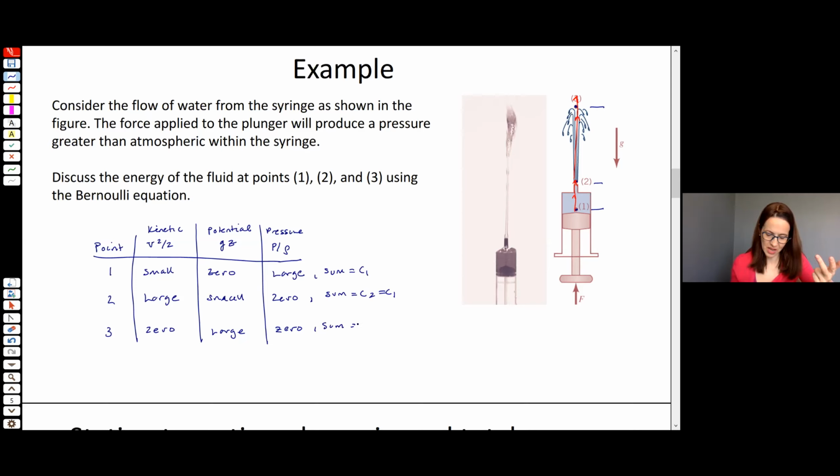And at point 3, it must be the same constant, right? So we can see how when the fluid particle goes from point 1, let's say, to point 3, there's an exchange because those three terms, the kinetic, potential, and pressure terms, have to sum up to the same constant. If it loses kinetic energy as it goes from 1 to 3, it's got to gain potential energy, right? The energy is just transferred between terms. There's no energy added or taken away. So you can see how kinetic and potential energy are related to the Bernoulli equation in this nice example.